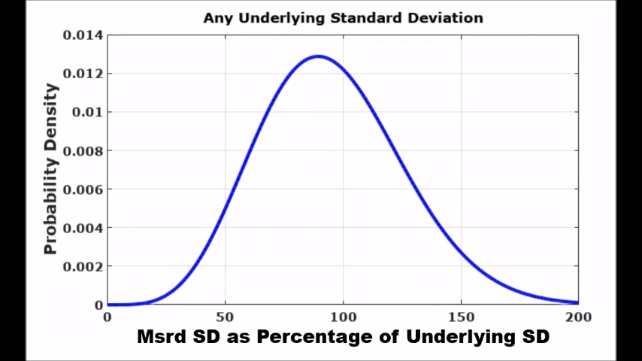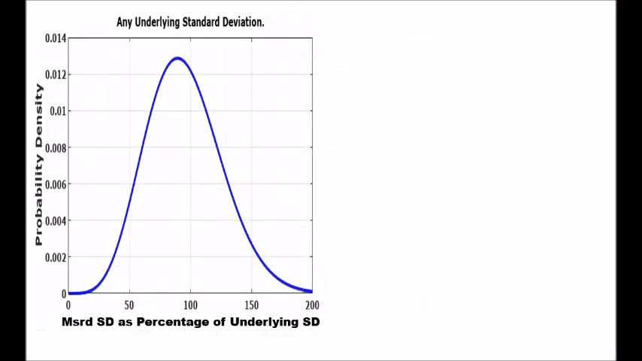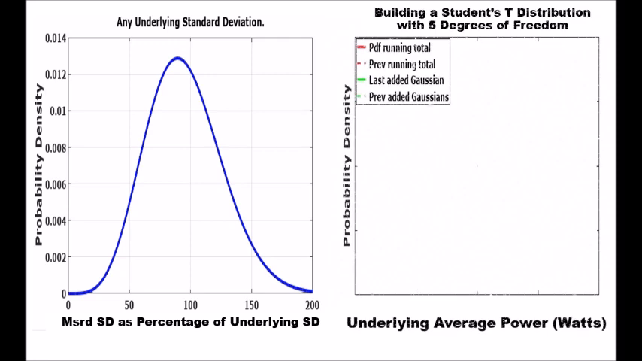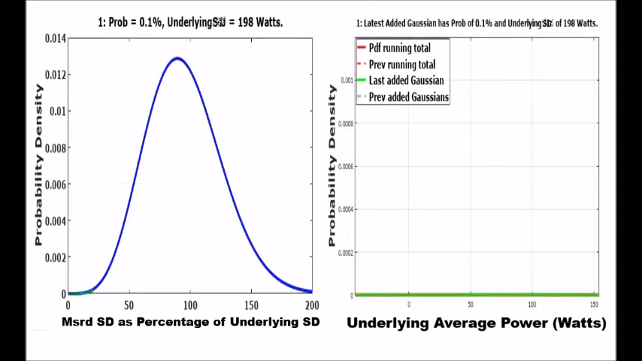Are you ready? On the left side, we'll run through the probabilities of having various underlying standard deviations, exactly like we did before. On the right side, we'll add up the corresponding weighted Gaussian distributions at the same time. So here's our first Gaussian. Not too much to see since the probability is so small. So let's move on to the second one.